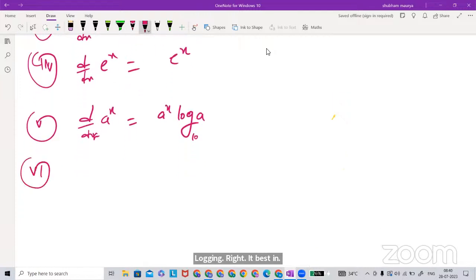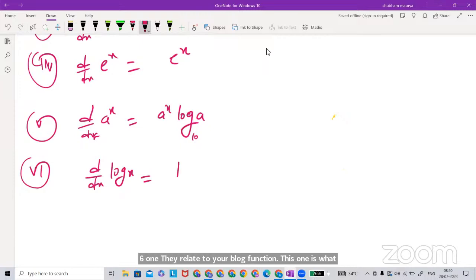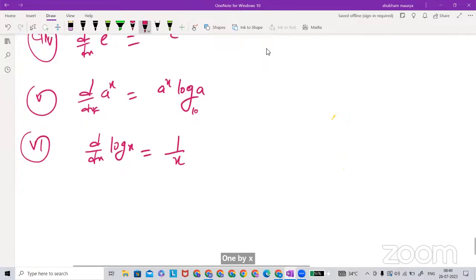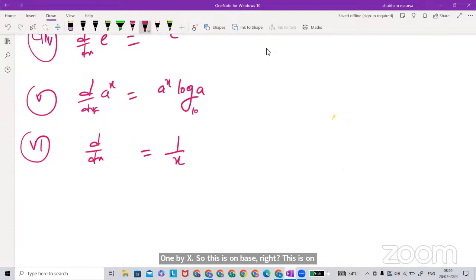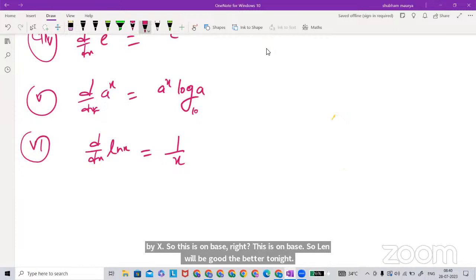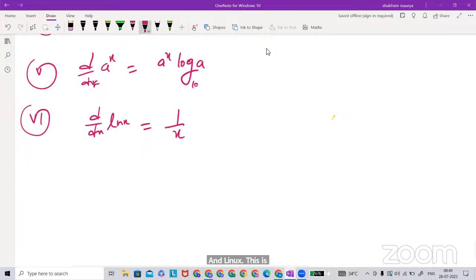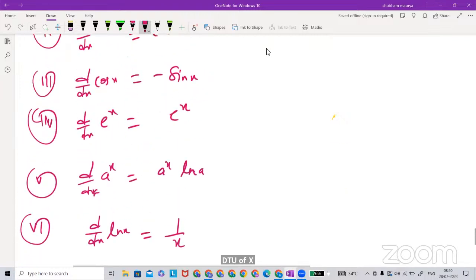And sixth one, derivative of log function. This one is what? 1 by x. This is on base e, right? So it is better to write ln x. And if the base is 10, then this will become ln a. Okay. So 6th one, 7th one, d/dx of log is done, exponential is done.